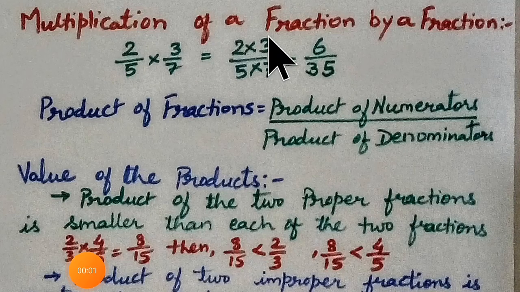Multiplication of a fraction by a fraction. These are two fractions. 2 upon 5 into 3 upon 7 equal to, numerator will be multiplied by numerator, denominator will be multiplied by denominator, equal to 2 into 3 upon 5 into 7 equal to 6 upon 35. So product of fractions equal to product of numerators upon product of denominators. Now value of the products.